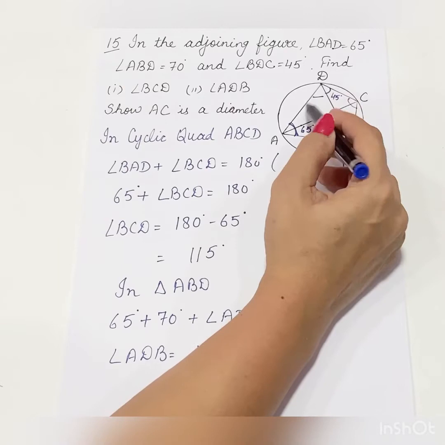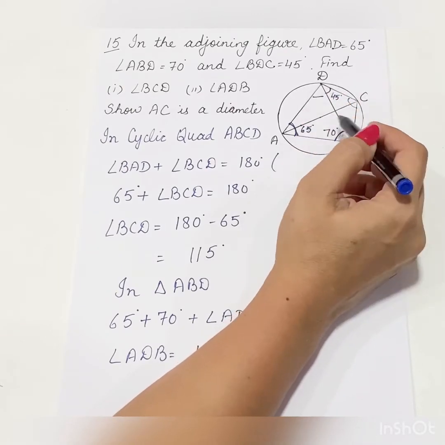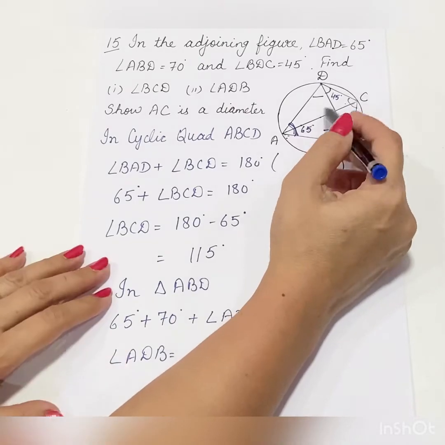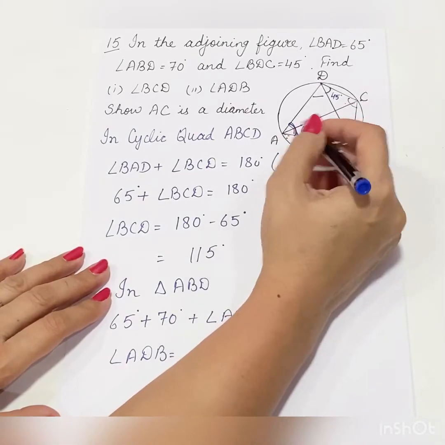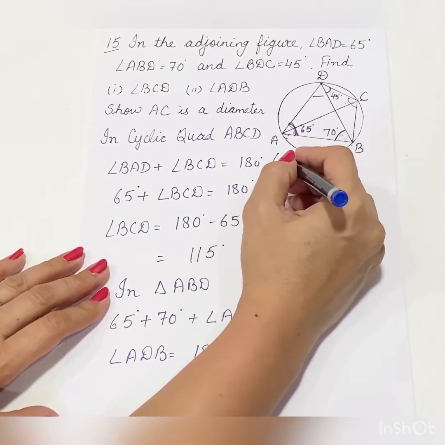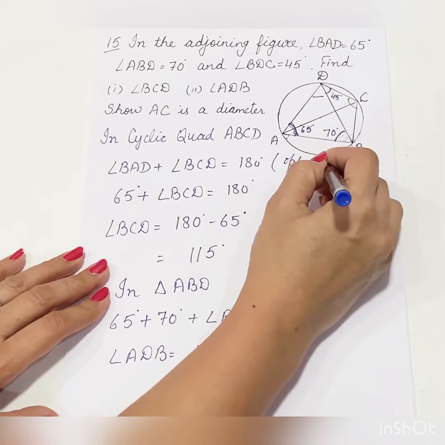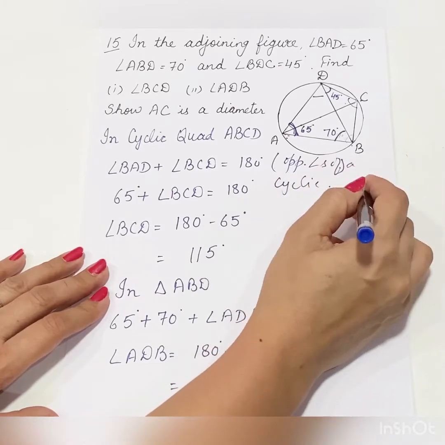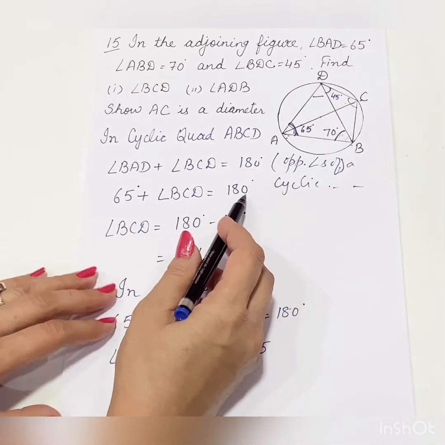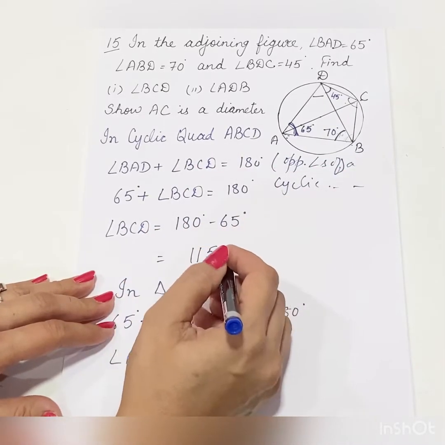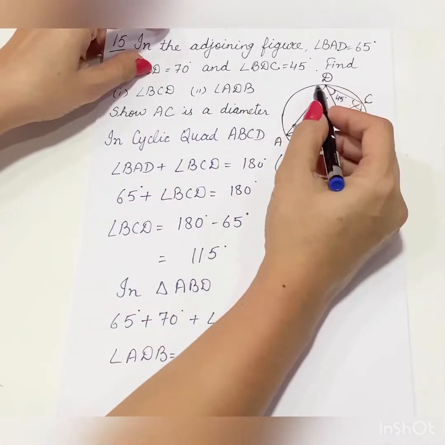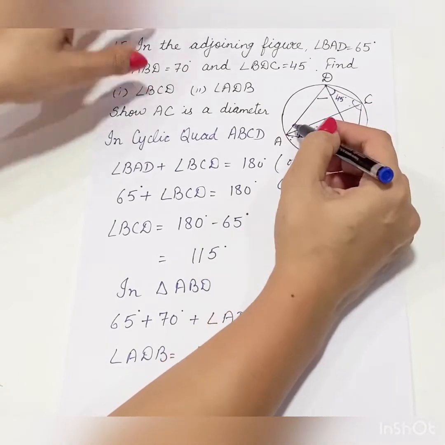So first I am taking cyclic quadrilateral ABCD. We have the theorem that the opposite angles of a cyclic quadrilateral are supplementary. So angle A plus C is equal to 180 degrees. Give here the reason. Opposite angles of a cyclic quadrilateral are supplementary. So 65 plus BCD is equal to 180 degrees. BCD is equal to 115 degrees. Clear? Next, in triangle ABD, this angle is 65 degrees.